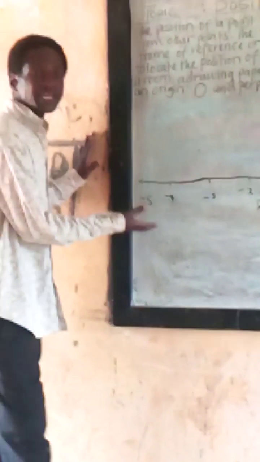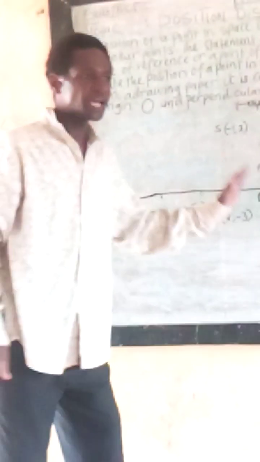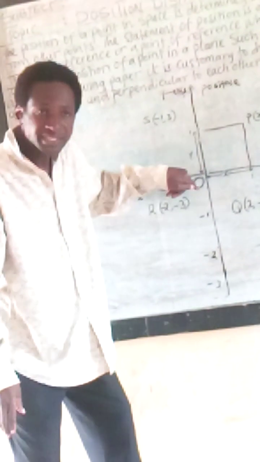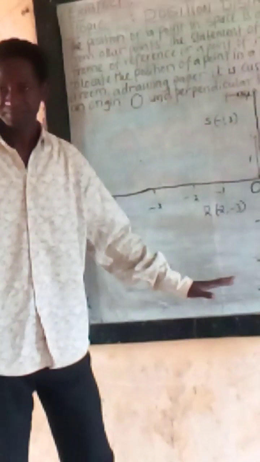So, the horizontal line going across from left to right is called the x-axis, and the vertical line going up the board is called the y-axis. And by convention, points to the right of O along the x-axis are positive, and points to the left of O are negative. O is the origin, which is the starting point. Points above O along the y-axis are all positive, and points below O are all negative.